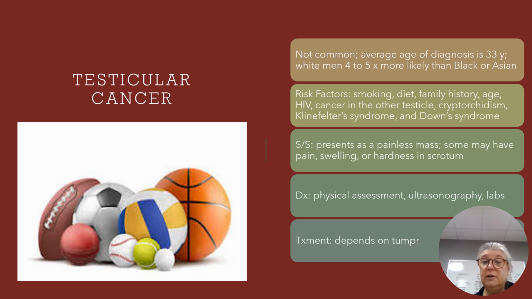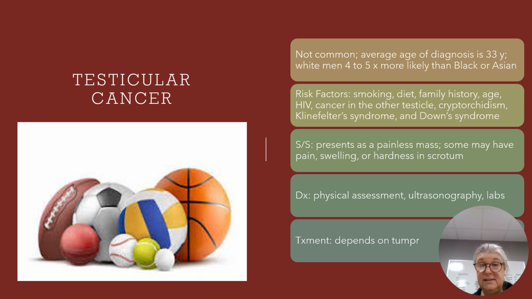So signs and symptoms. It could basically be a painless mass in the testes, right? Some patients can complain of pain, swelling, or hardness in the scrotum. There also may be discomfort, like acute testicular pain, dull abdominal pain, dull ache in the scrotum, or a heavy or firm feeling. The mass may also present with swelling and redness.